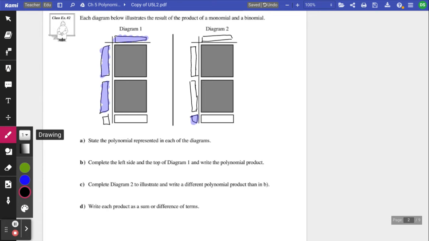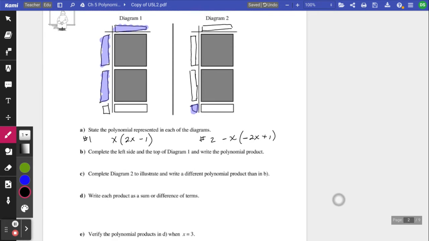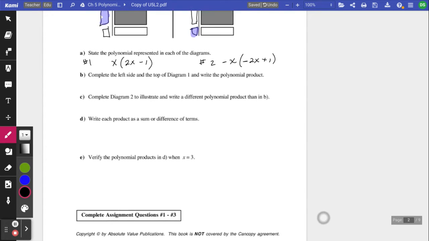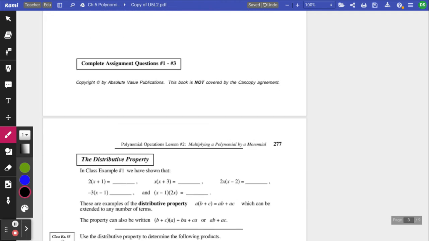So state the polynomial represented in each of the diagrams. So in diagram 1, I have an x block multiplying by 2x minus 1. And in my other diagram, I have a negative x block multiplying a negative 2x plus 1. Okay. Write each product as sum or difference in terms. I did all that. I'm good. Go on.